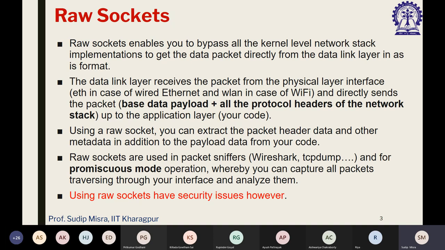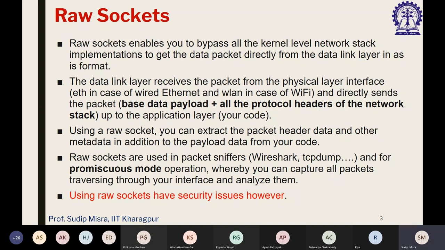In the promiscuous mode, all the packets, whether destined to a particular node or not, are visible. If a particular node is operating in the promiscuous mode, that means all the packets that are passing through it, which may not all be destined to that particular node, are going to be visible to that node.